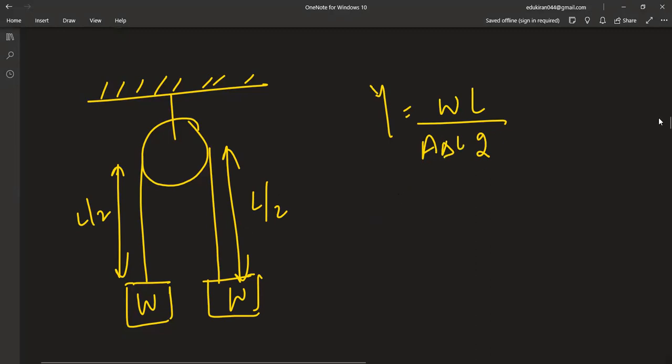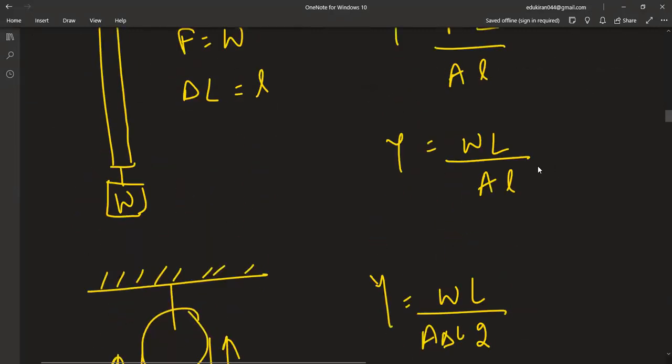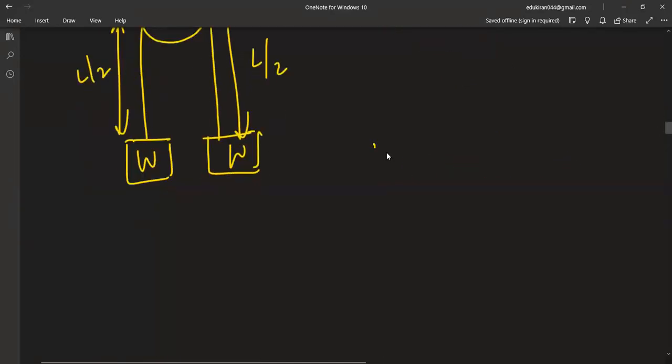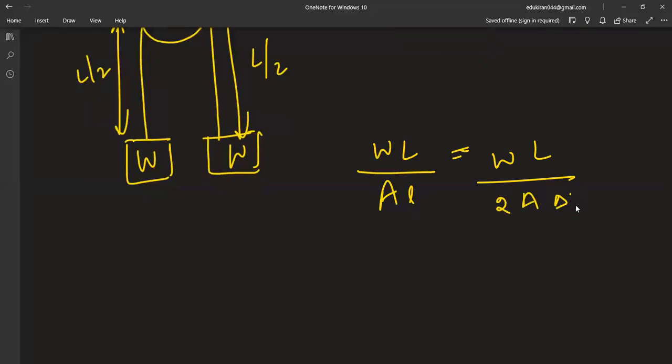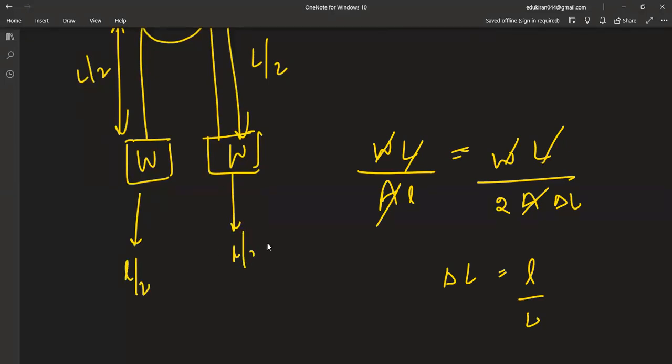Now, both the Young's moduli are the same. This is also same, this is also same. So we can equate both these equations. What will we get? WL by A l is equal to W L by 2 A delta L. So area will be cancelled, WL will be cancelled. So delta L is equal to length by 2. It means it will be elongated by L by 2 from here, L by 2 from here.